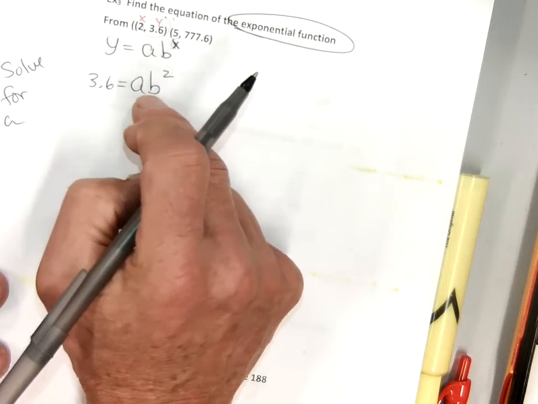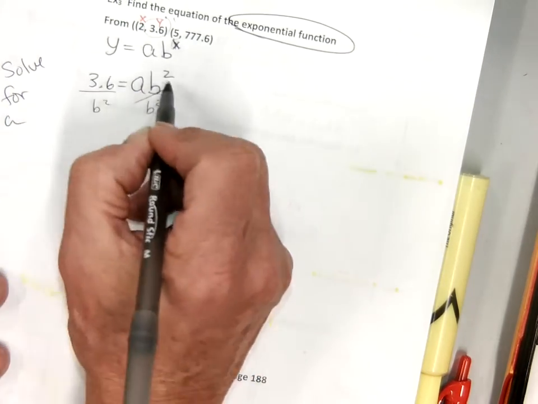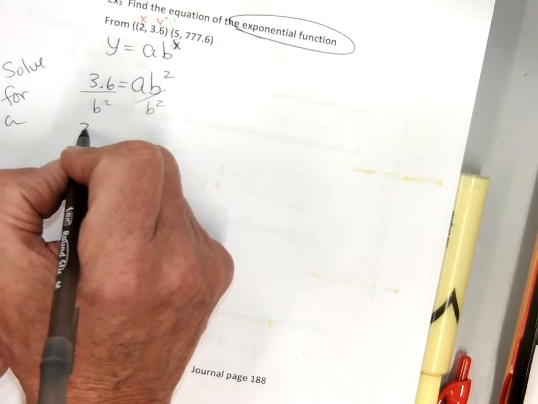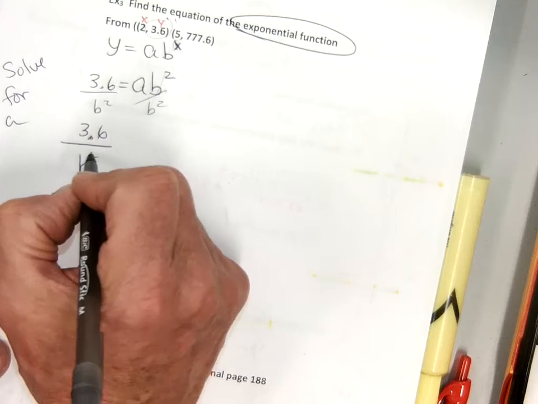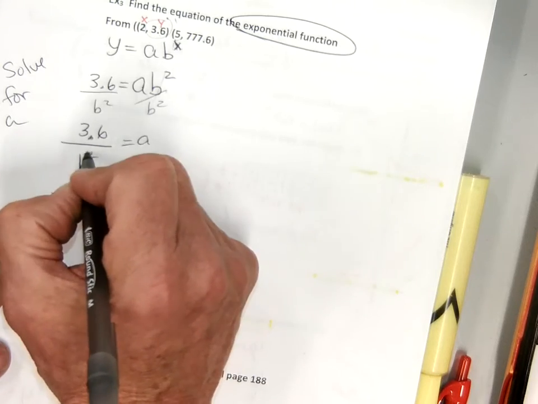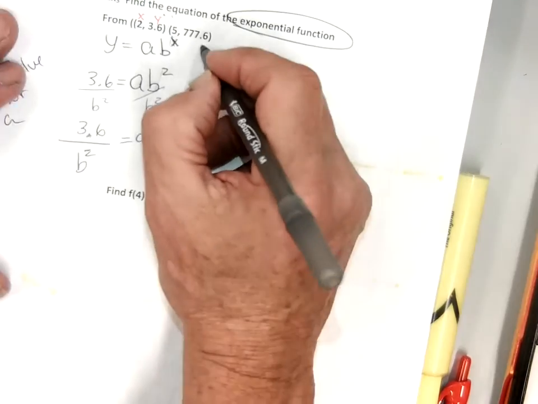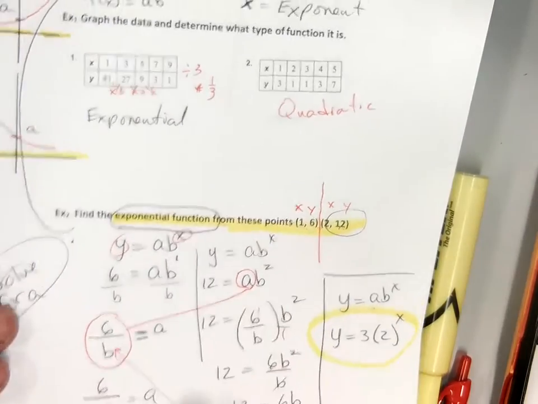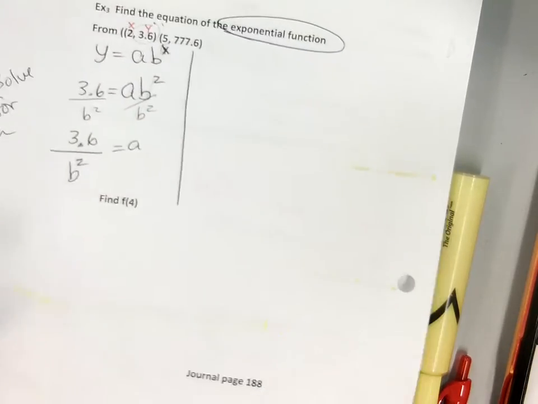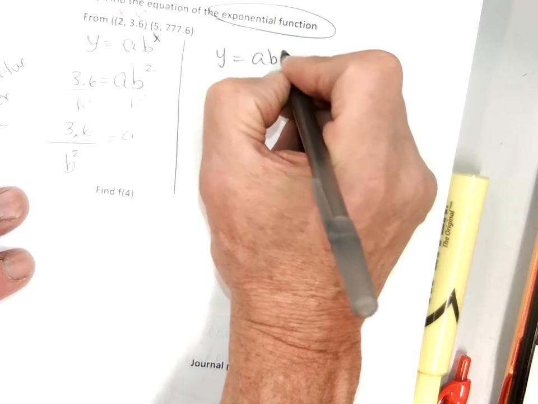So I'll divide by b squared, because that'll get a by itself. So I have 3.6 over b squared equals a. Now, what do I need? I need a second equation, just like I did over here. I had one equation, I'm going to make a second equation. So I'll go y equals ab to the x.